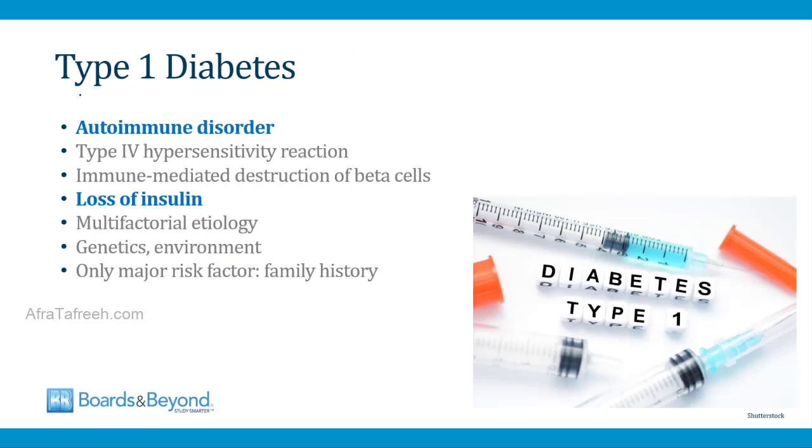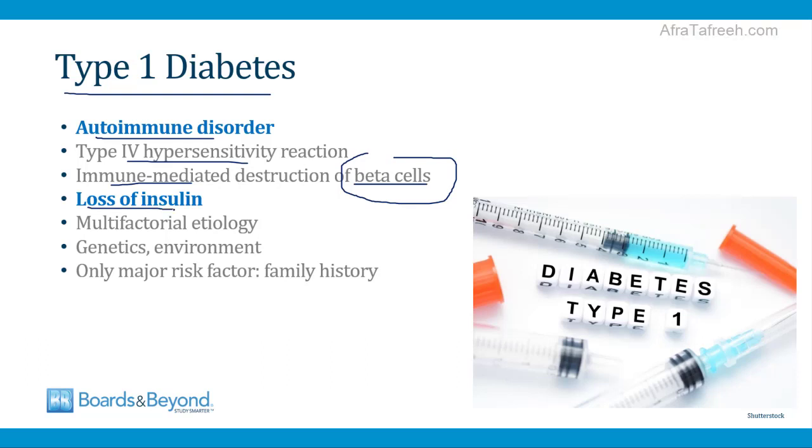Okay, now let's talk about the two different forms of diabetes mellitus. And the first form is called type 1 diabetes. Type 1 diabetes is an autoimmune disorder. It's an example of a type 4 hypersensitivity reaction in which there is immune-mediated destruction of beta cells in the pancreas. And the beta cells are the cells that produce insulin, so when they are destroyed by an immune-mediated process, this leads to loss of insulin, and that leads to diabetes.